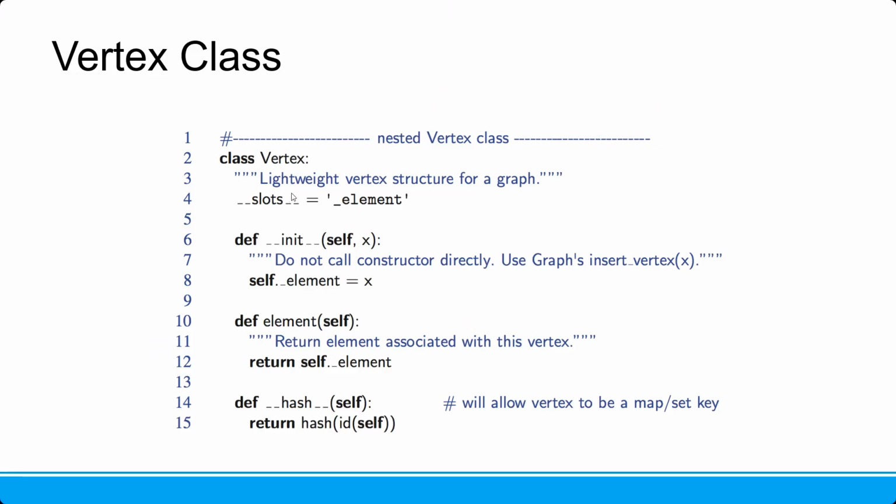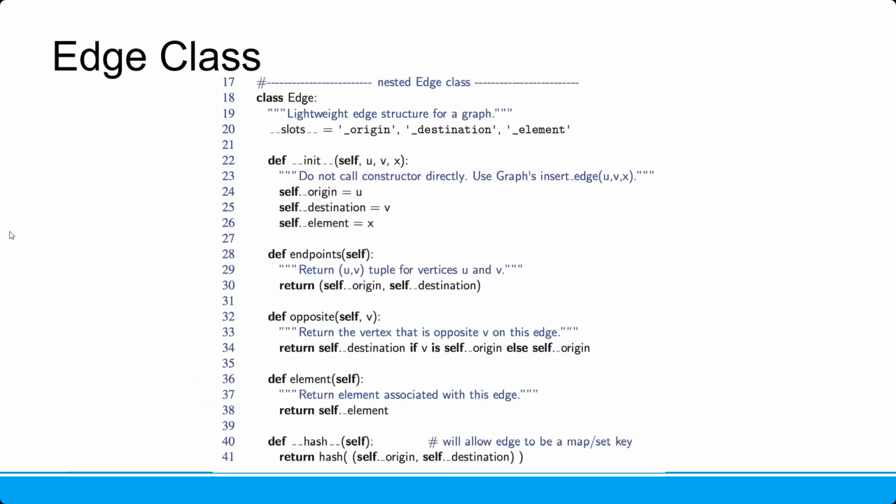So this is the vertex class. I will give you the code later. The class vertex means we have the element, we construct the element, we want to check what the element is, and we want to give an ID to the vertex. We create another class, which we call edge. Here we define the origin, the destination, and the element. So we have u, v, and x. This is the origin, this is the destination, and this is the element.